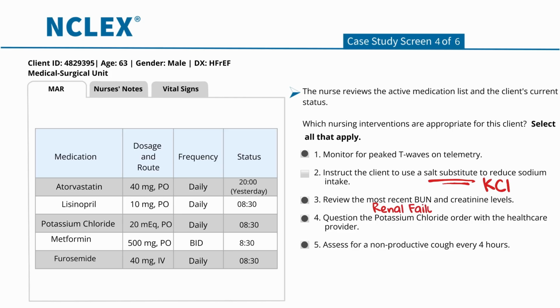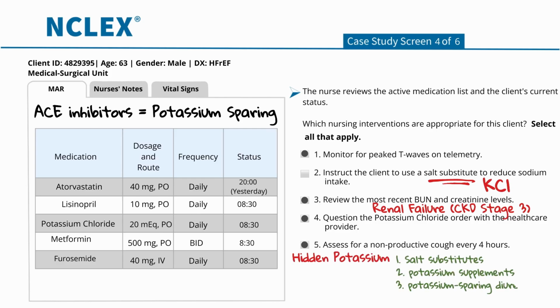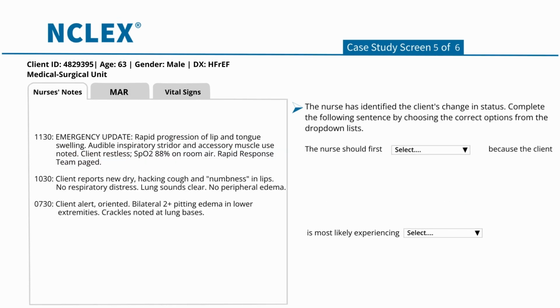BUN and creatinine, option 3, must be monitored for renal failure. ACE inhibitors are potassium sparing. Giving a 20 milliequivalent supplement alongside a drug that already saves potassium is a medication error in the making. Look for hidden potassium wherever you can. Salt substitutes, potassium supplements, and potassium-sparing diuretics, for example spironolactone, are the 3 tricks NCLEX plays to see if you can prevent a cardiac arrest.